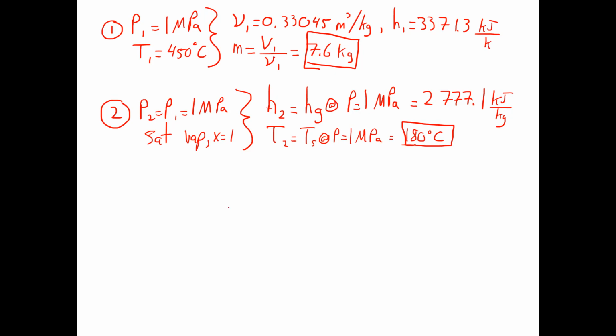We have everything we need to finish off the problem, so we get that Q out. From the last slide, we figured out that Q out is going to equal mass times our change in enthalpy. So at this point, we have all our unknowns, and we can figure out that the amount of heat that was removed from this system was 4,495 kilojoules.